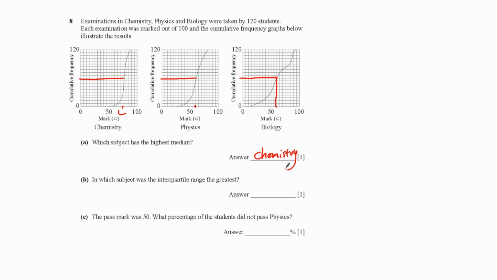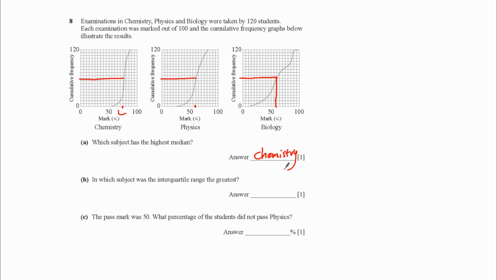In which subject was the interquartile range the greatest? So the interquartile range is between (n plus 1) divided by 4, which is the lower quartile, and 3(n plus 1) divided by 4, which is the upper quartile. For here, 120 divided by 4 would be 30, so between the 30th and 90th. So that is the interquartile range, between the lower quartile and the upper quartile.